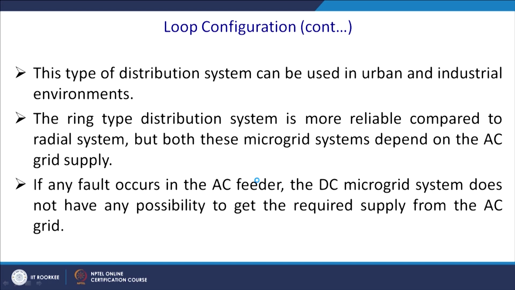Now, let us come to the loop configuration. This type of distribution system can be used in urban, industrial and also commercial environments. The ring type distribution system is more reliable compared to the radial system we have seen right now, but both of these microgrids depend on the AC grid supply, and that is one of the problems. For this reason we are looking for the DC grid, the isolating mode, where you are feeding power mostly in an islanding condition.